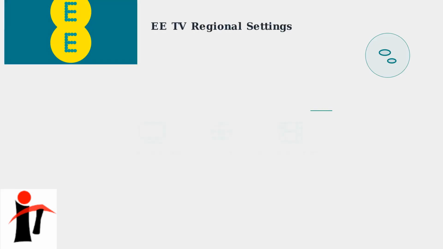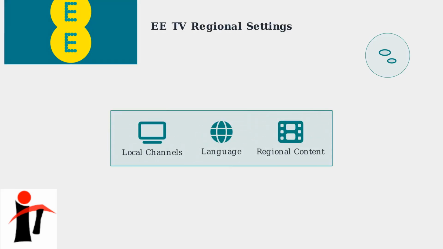EETV uses regional settings to customize your viewing experience based on your geographic location within the UK. These settings determine which local channels you can access, your interface language options, and the specific content available in your area.